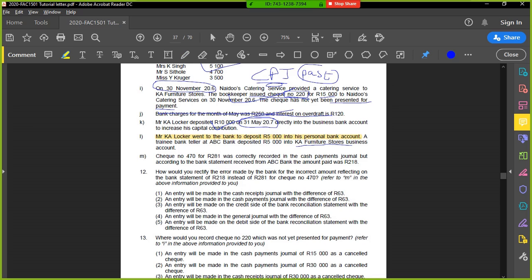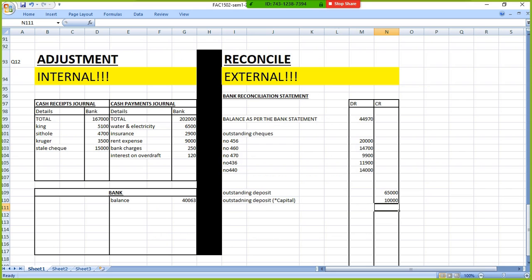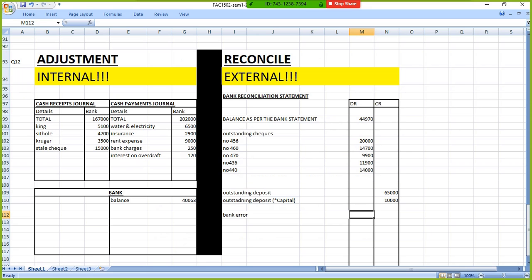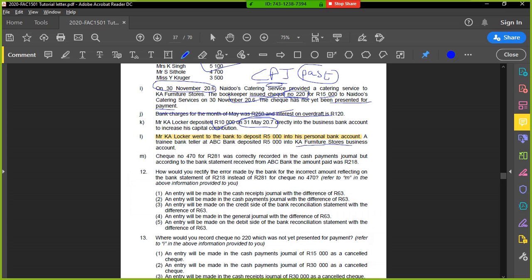Okay, so he went to the bank and he was supposed to deposit money into his own account. Where did the money go? It went into the business's account. Oh, okay, I see. So what happened? It's an error. Who's going to fix the error? The bank. Okay, what is the bank going to do when they fix the error? They're going to take that money out of the business account and give it to the owner, 5,000. Okay, the bank account is overstated.